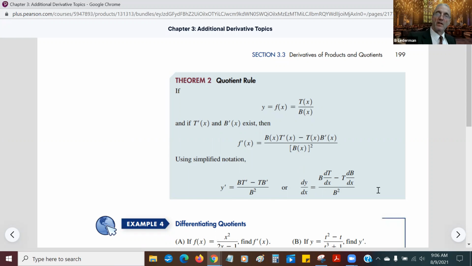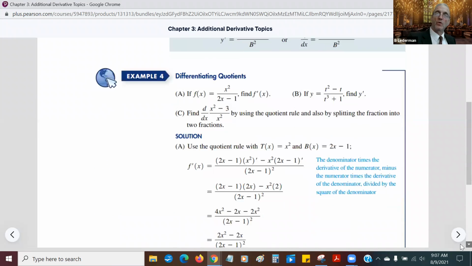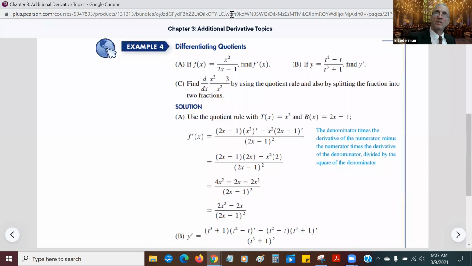There you go. And let's actually put this into action here. So we have some quotients here. Let's get these straight. Got some quotients. Let's just do these suckers. Okay, here we have a few examples.